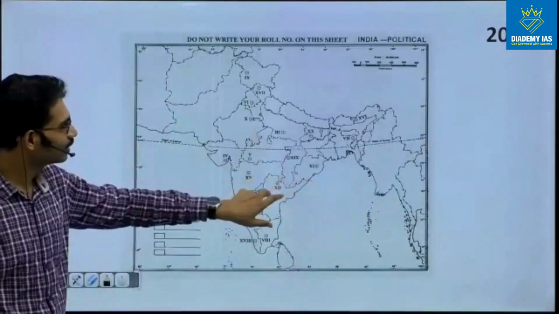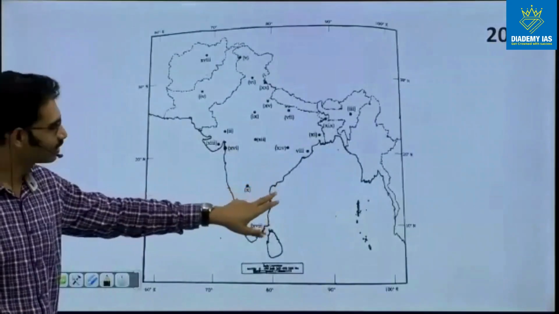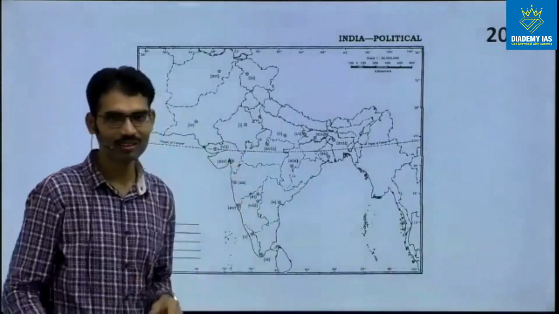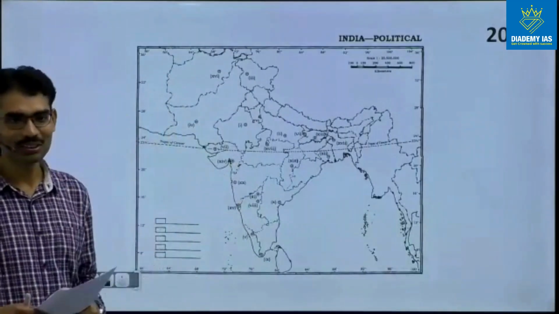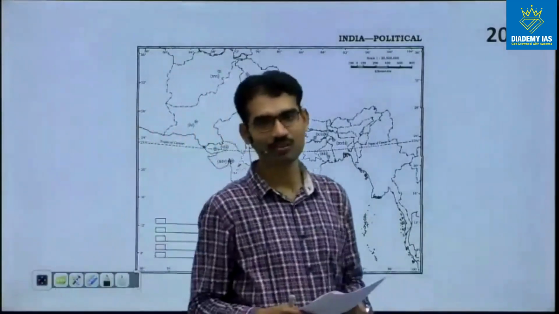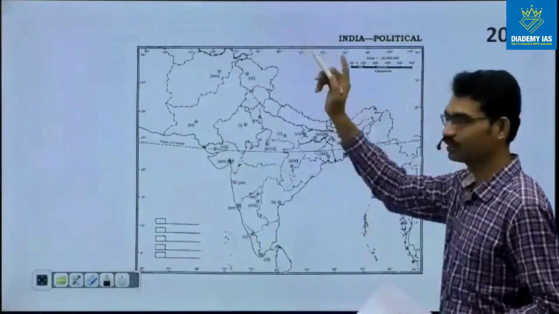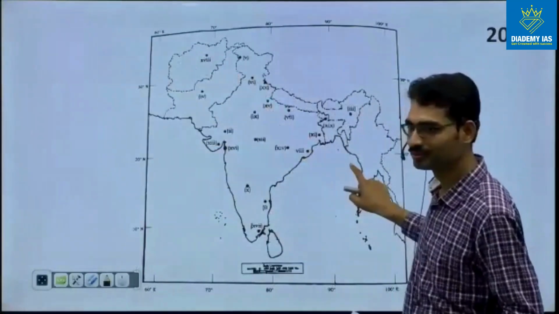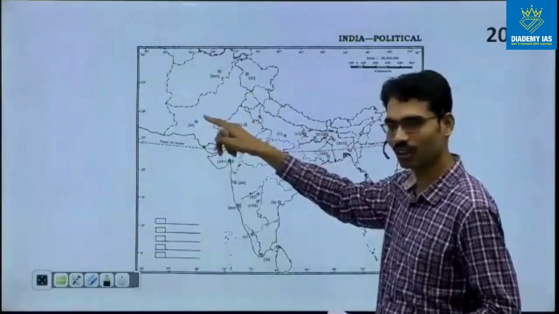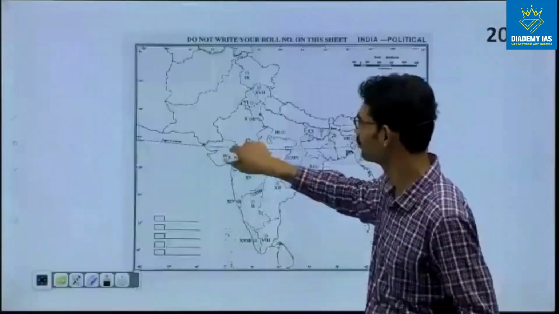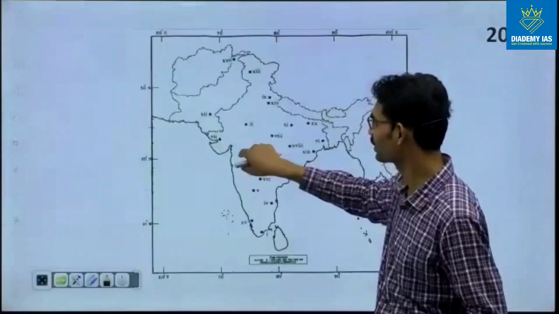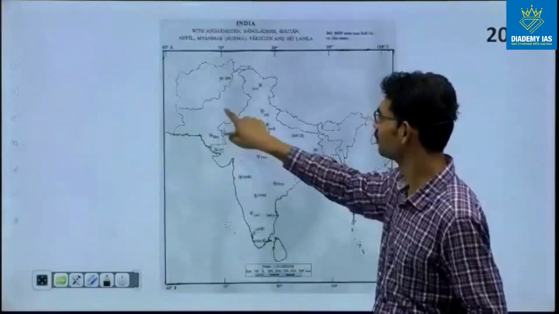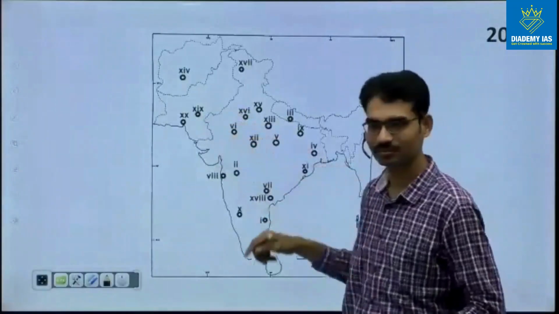This is 2020. In 21 once again they changed, but in 2022 they gave it like this. We cannot say, that is up to UPSC completely. We should be ready with both. But one common thing between this and this is at least one place. Here you will see. Sometimes they may give one place, two places, or three places.